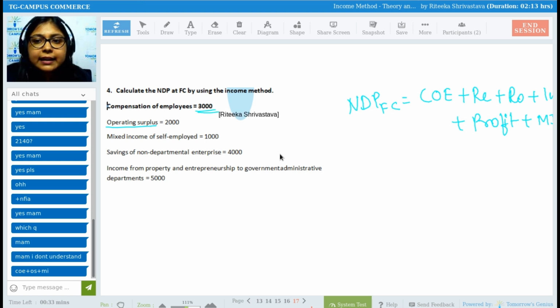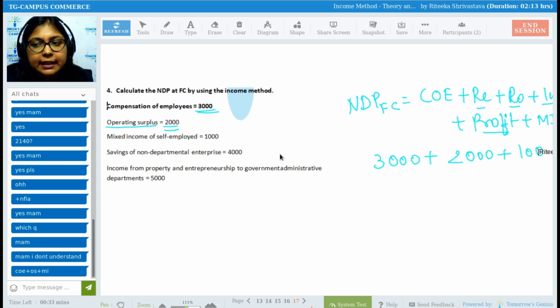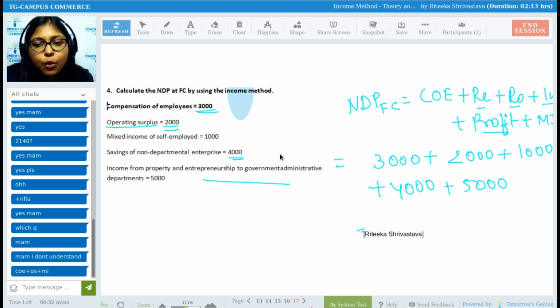Compensation of employees is directly given, 3,000. Operating surplus means rent plus royalty plus interest plus profit, so that is also given to us directly, 2,000. Mixed income is directly given, 1,000. Savings of non-departmental enterprise is always added, so 4,000. Income from property and entrepreneurship to government is also always added, so add 5,000. That's all. This is what you were supposed to do in the entire question. Yes, COE plus OS plus MI.